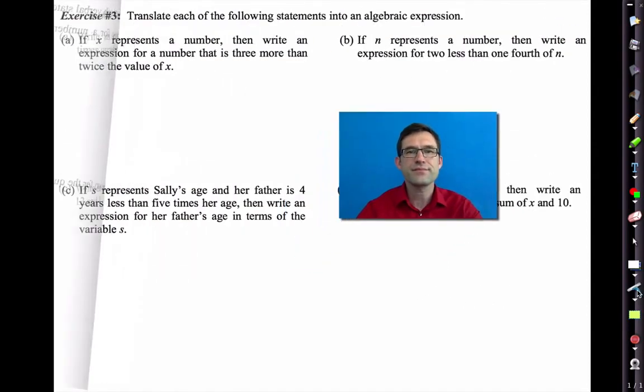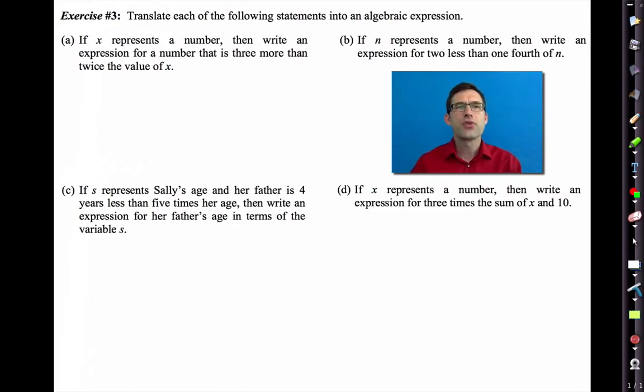Okay. Next exercise. Translate each of the following statements into algebraic expressions. So now these are going to become a little more complicated. Okay? We have to think about order of operations and keep in mind that multiplication and division will always occur before addition or subtraction unless you somehow circumvent order of operations, so you get around order of operations by using parentheses.